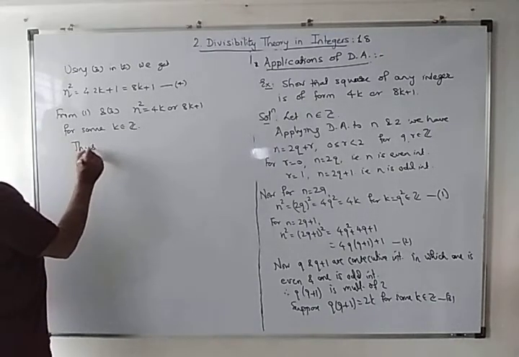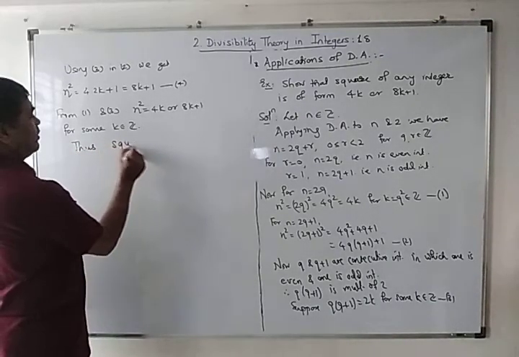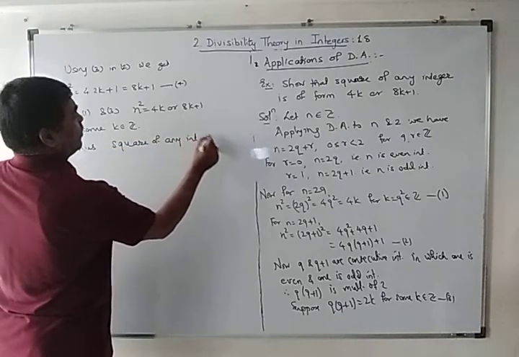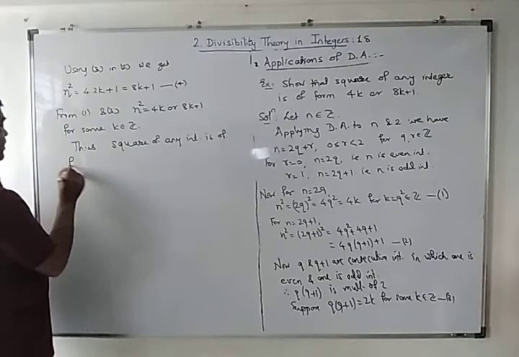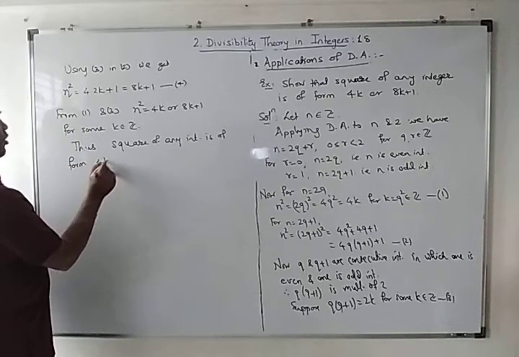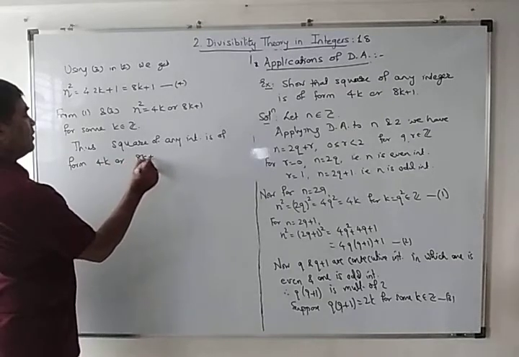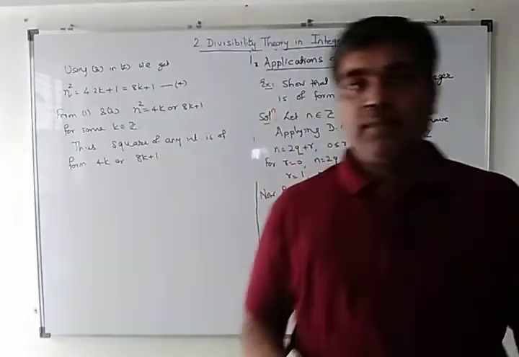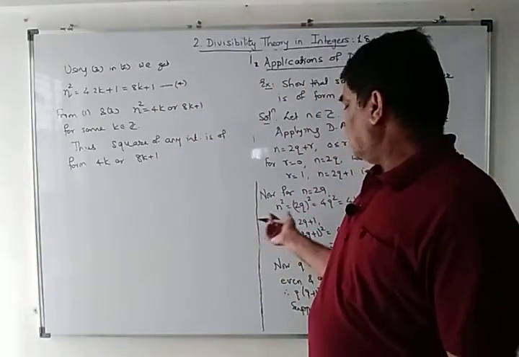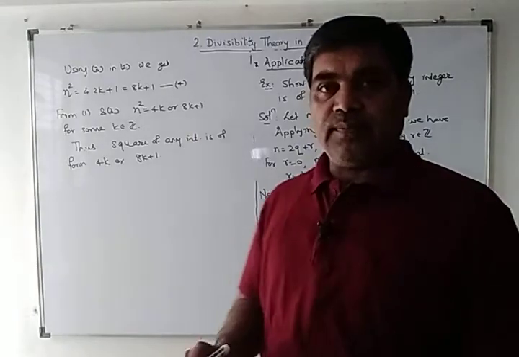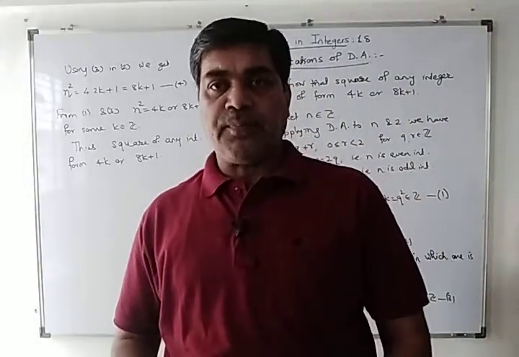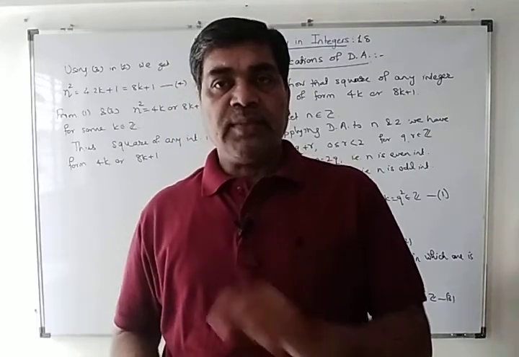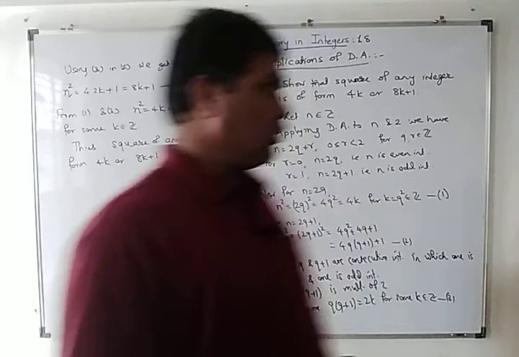Thus, the square of any integer is of the form 4k or 8k plus 1. Is it clear? And you can also observe that if n is an even integer, then its square is always a multiple of 4, and if n is an odd integer and you divide its square by 8, the remainder is always 1. Okay, so note.